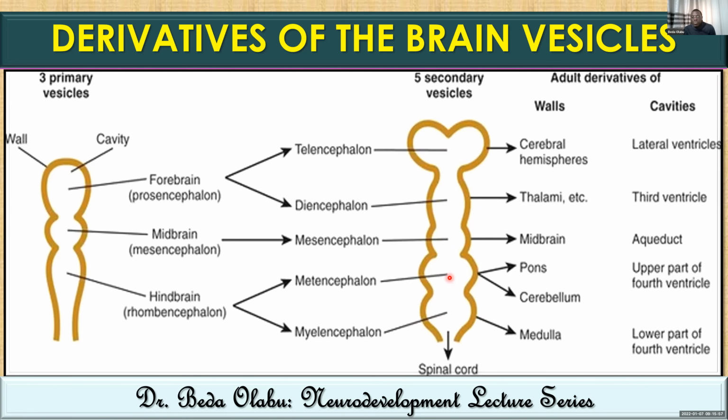So if you wanted to be more precise, then you say the cavity of metencephalon gives you the upper part of the fourth ventricle, and the cavity of myelencephalon gives you the lower part of the fourth ventricle. But as you know from gross anatomy, the fourth ventricle is just a rhomboid structure, a large cavity really, not segmented. And so just understand that concept as well. The cavity of the hindbrain swelling gives you the fourth ventricle.